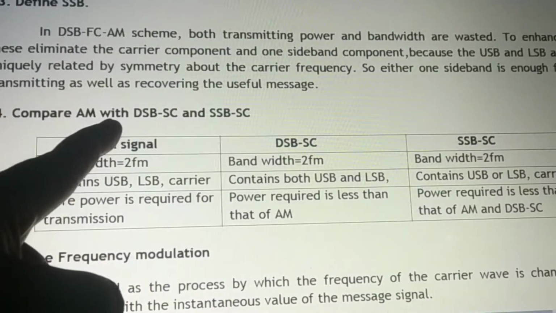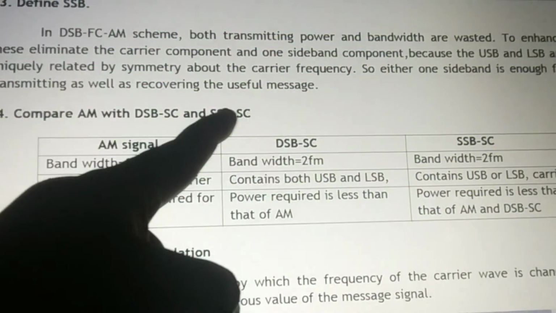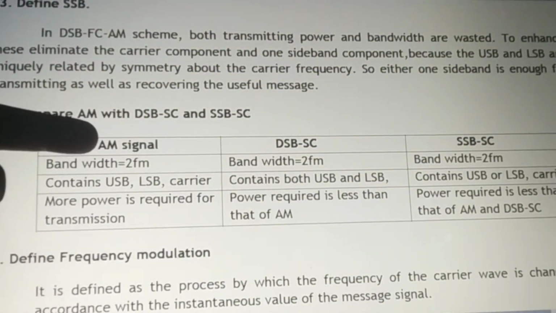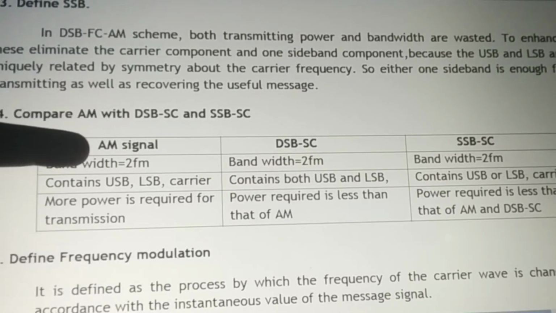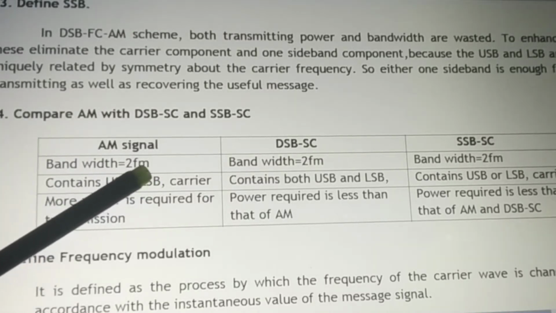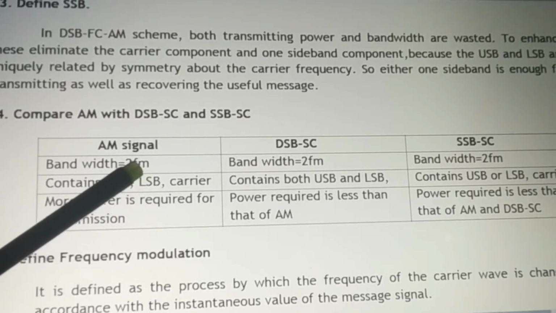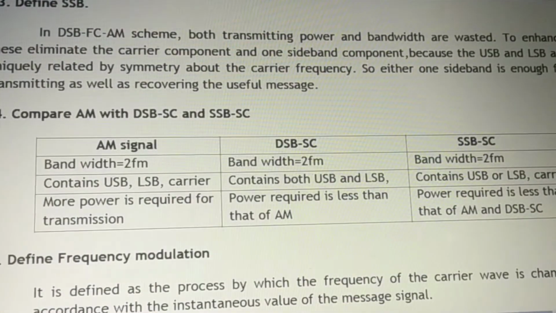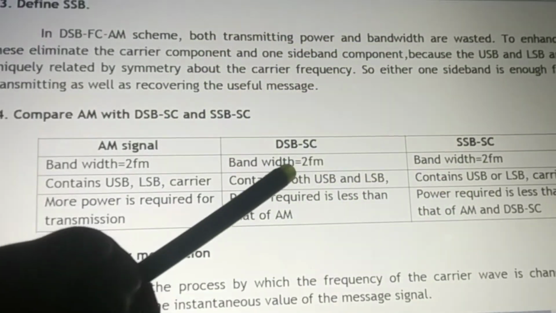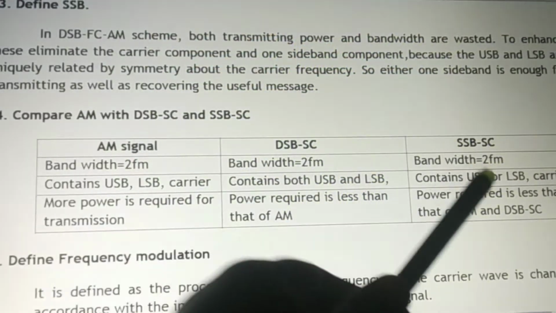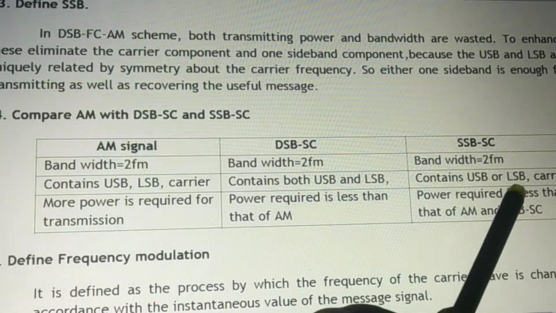Comparison of amplitude modulation with the double sideband suppressed carrier and the single sideband suppressed carrier AM. Amplitude modulation is nothing but double sideband full carrier amplitude modulation, traditional amplitude modulation. For traditional AM, the bandwidth is twice the modulating signal frequency, 2 FM. For double sideband suppressed carrier AM, the bandwidth is also 2 FM, and for single sideband suppressed carrier AM, the bandwidth is 2 FM.